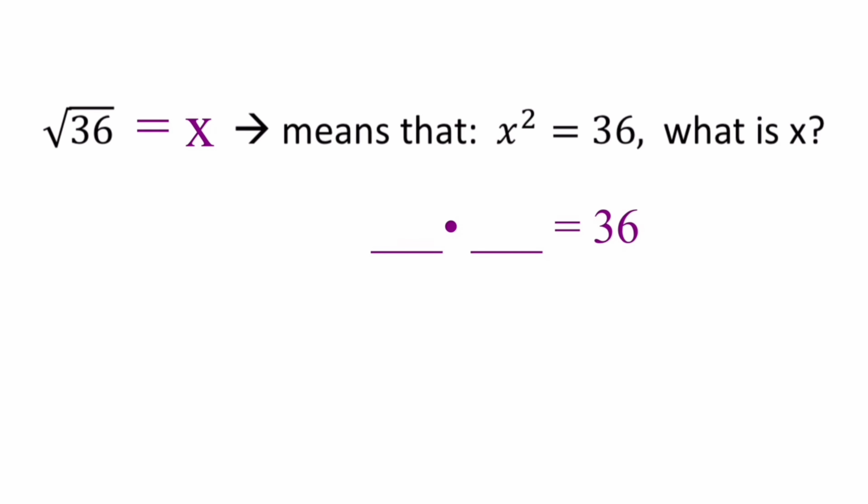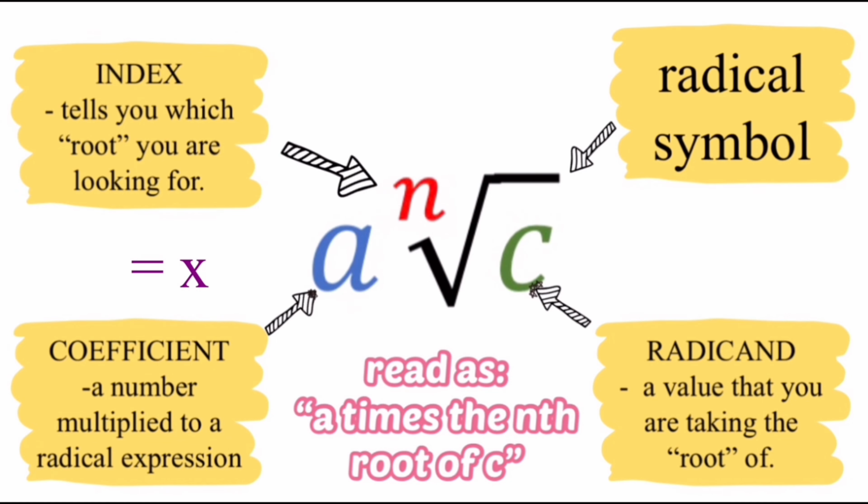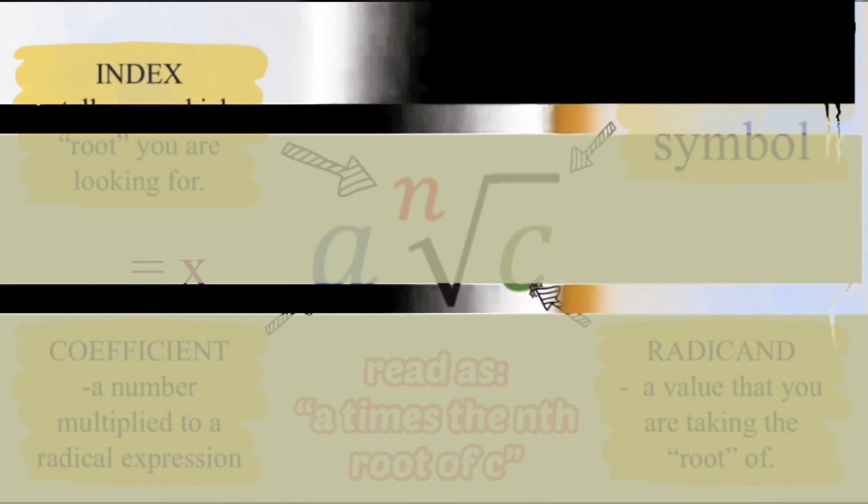Meaning if we have blank times blank equals 36, it should be the same number. So these two numbers would be 6 times 6. So 6 times 6 is 36, and so we can rewrite this as 6 squared equals 36. This tells us that our x is 6. So the square root of 36 equals 6. That's how we evaluate a radical expression. So these are the parts and definition of radical expressions.